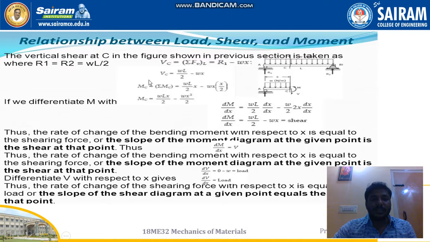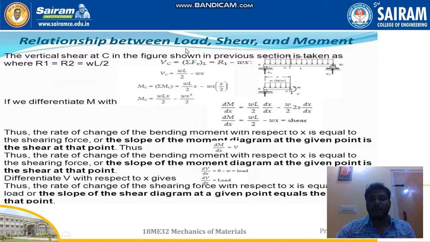Now we are going to consider the moments at section C. The sum of moments at section C will be equal to load into length divided by 2 into the distance of that particular section, minus w into x by 2. We are going to cut this section at one point and measure this.